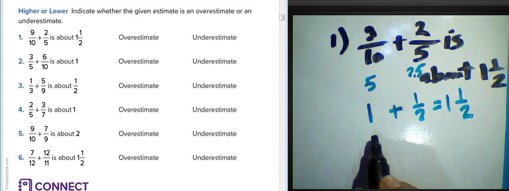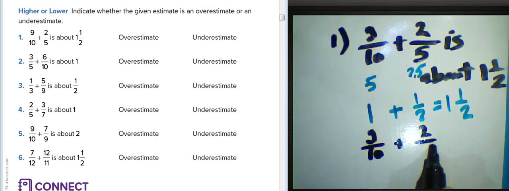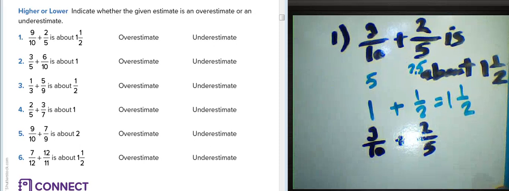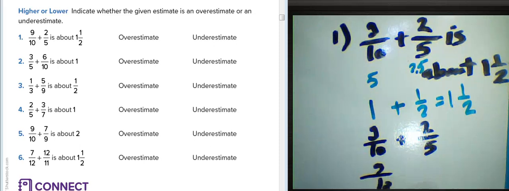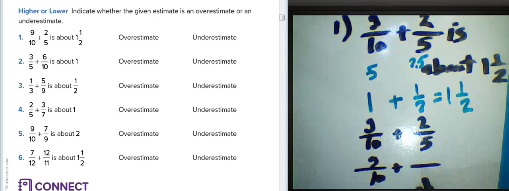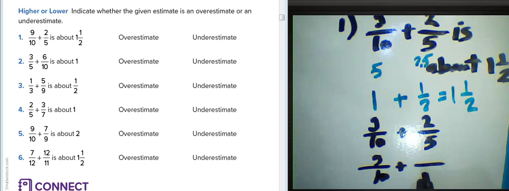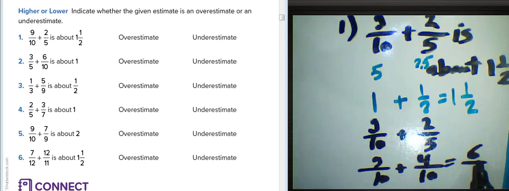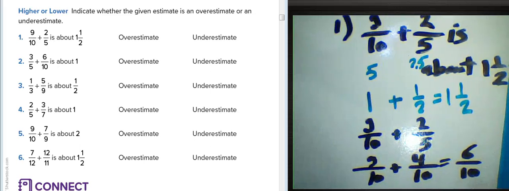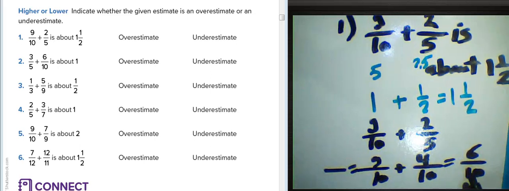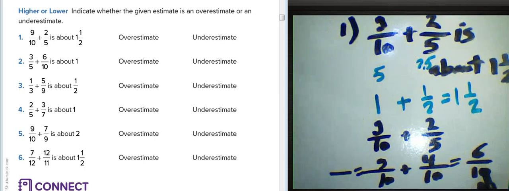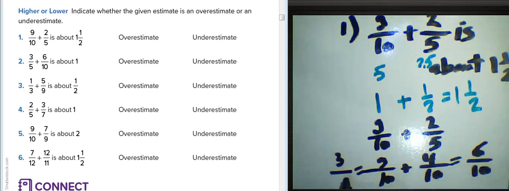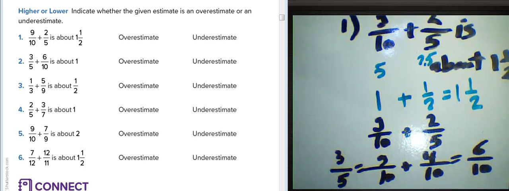9 over 10 plus 2 over 5. We can find the actual number by the least common multiple between the two denominators. 9 over 10 plus 2 over 5: for 5, it will be 10, by multiplying the numerator and denominator by 2. 2 times 2 equals 4. The result will be 13 over 10. You can also simplify by dividing by 2: 6 divided by 2 equals 3, 10 divided by 2 equals 5. The result will be what?